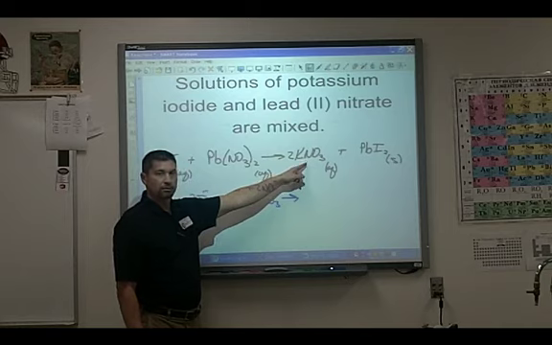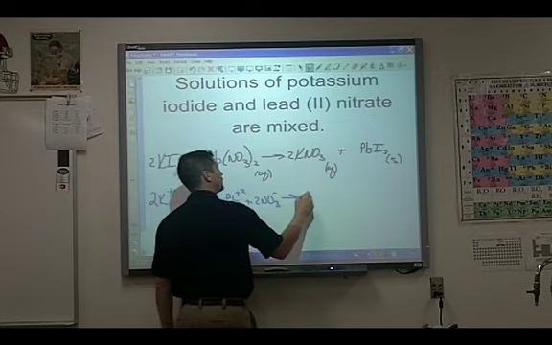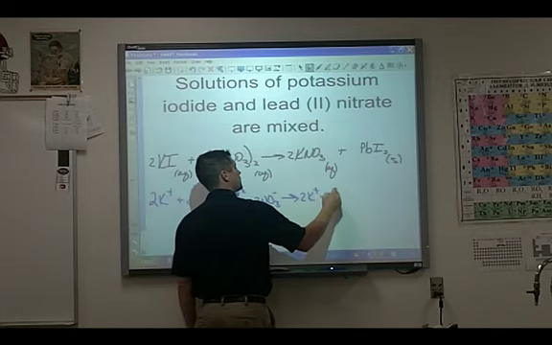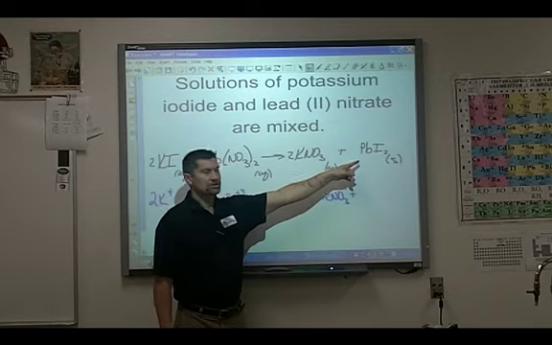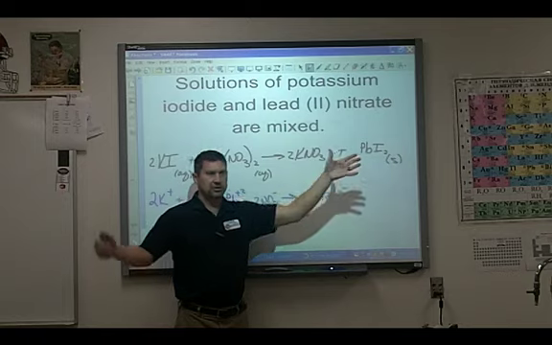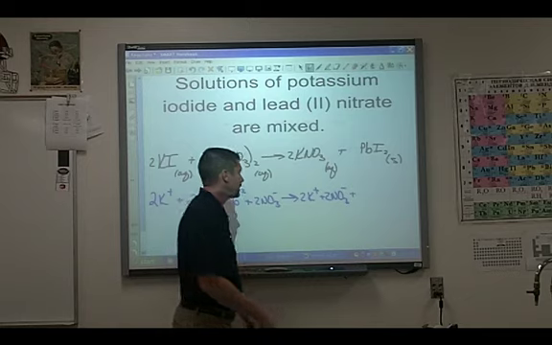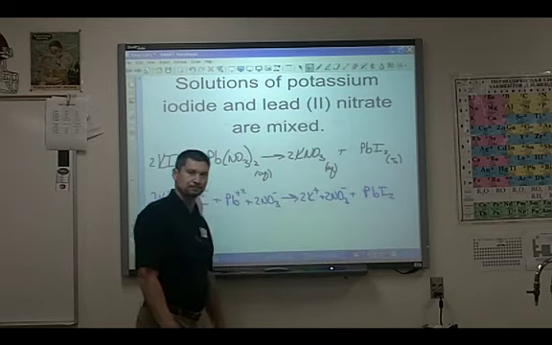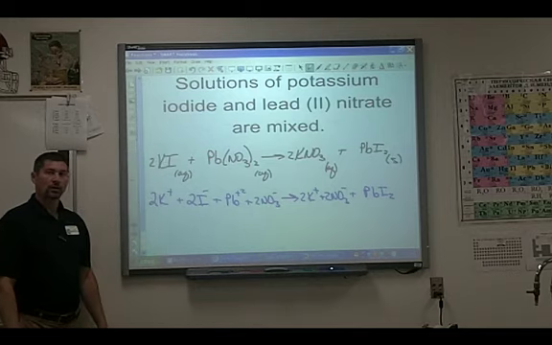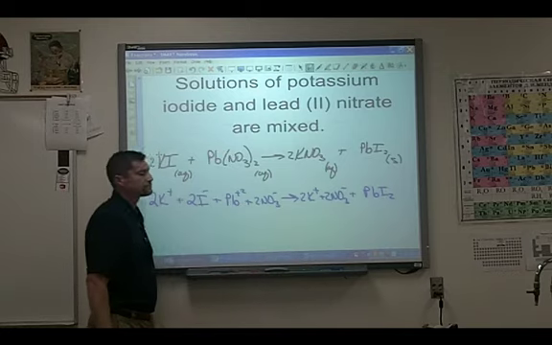What about this guy? That's why it was still electrolytic after the reaction, right? So 2 K positives and 2 nitrates there. What's that guy? Solid. It's just a lead iodide rock. Yellow. There's no ions. So you write it together since it's a solid.